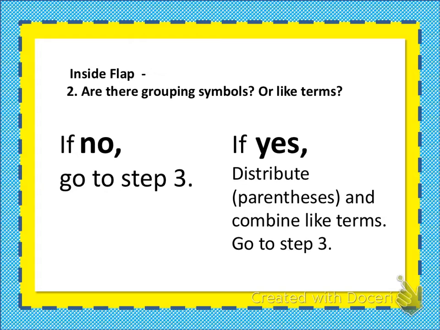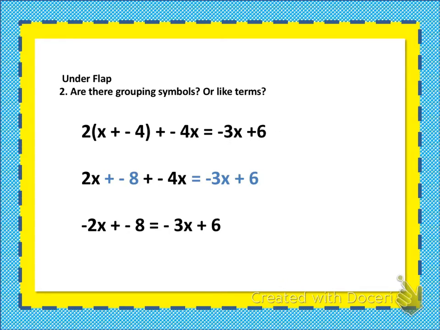So inside step 2, you go to step 3. If yes, distribute the parentheses and combine like terms. If you look here at number 2, we have our grouping symbols, our parentheses, and like terms that we need to combine. By distributing, I take that 2 times the x, and then the 2 times the negative 4. So I get 2x plus a negative 8, plus a negative 4, equals negative 3x plus 6.